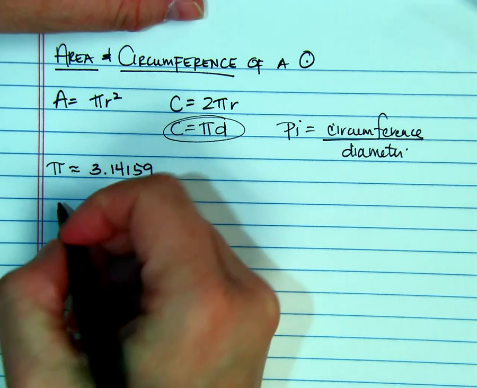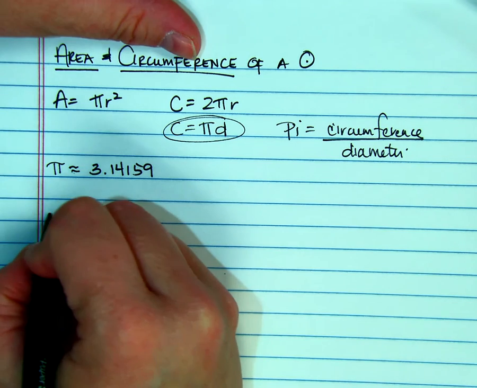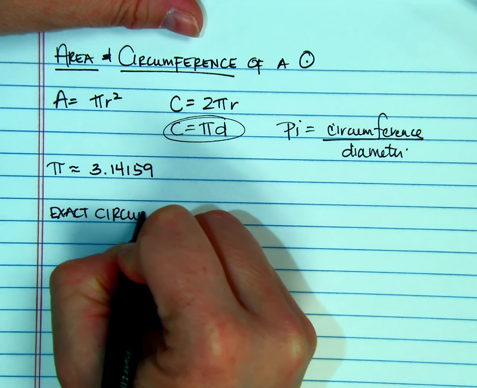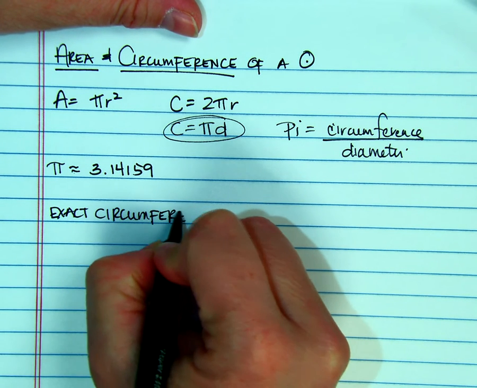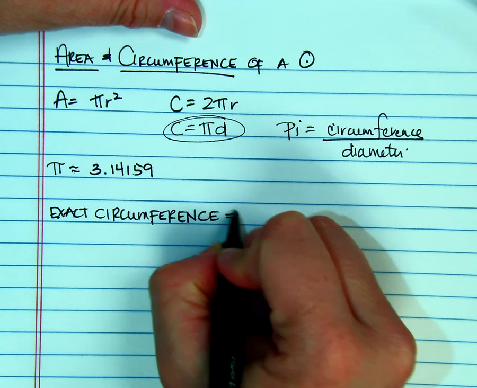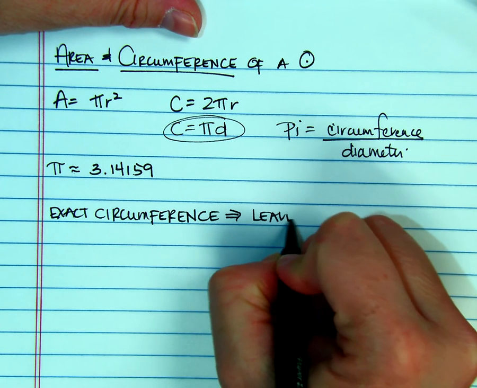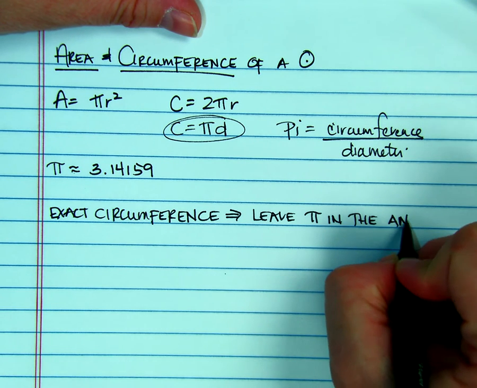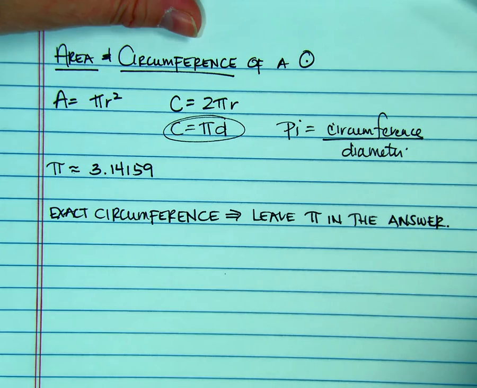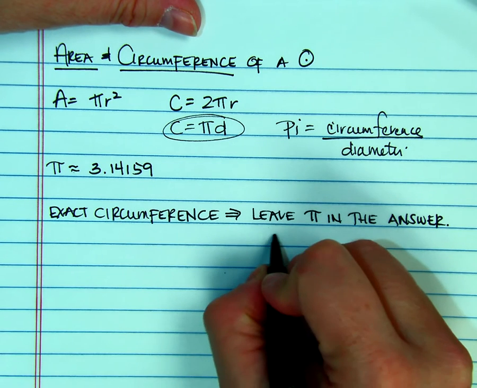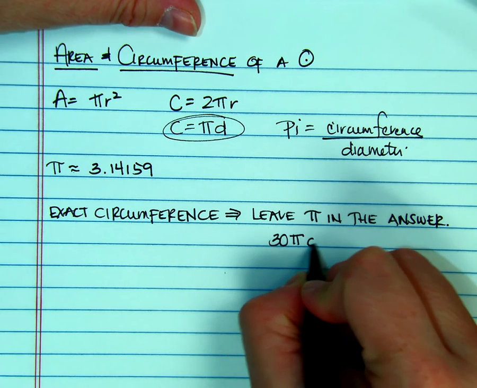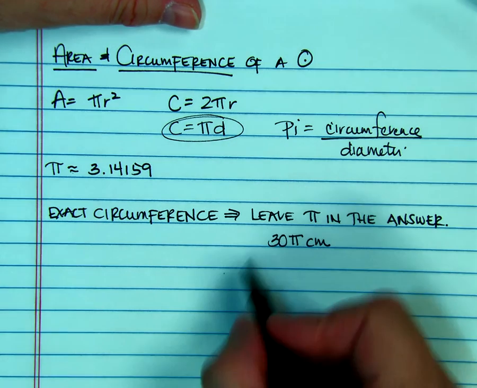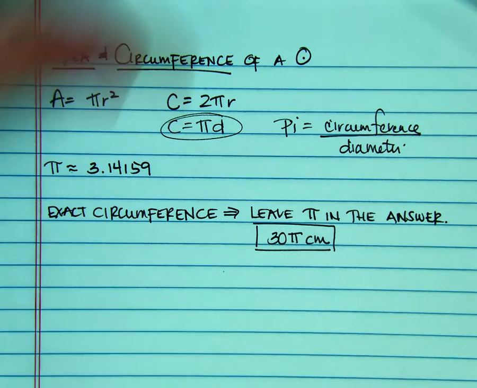Okay, so we have a decimal format, or we also have something called the exact circumference. And what that means when it says exact circumference is that you leave pi in the answer. So you don't actually multiply it out. And I'll do an example of that here in a bit. So that means your answer might be 30 pi centimeters. You just would not multiply the pi out. So this would actually be what your answer would look like.